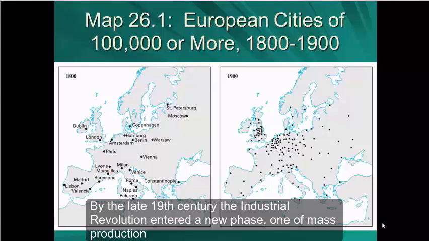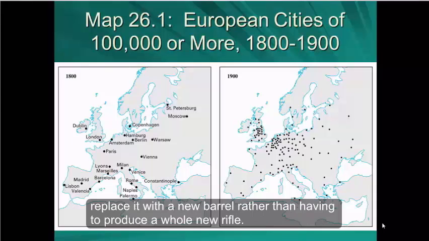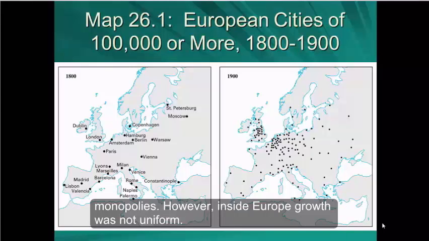By the late 19th century, the Industrial Revolution entered a new phase, one of mass production and interchangeable parts for machinery. Now if a barrel on a gun malfunctioned, you could replace it with a new barrel rather than having to produce a whole new rifle. This mass production allowed for a mass accumulation of capital. Business owners bought rival works, which led to the growth of monopolies.